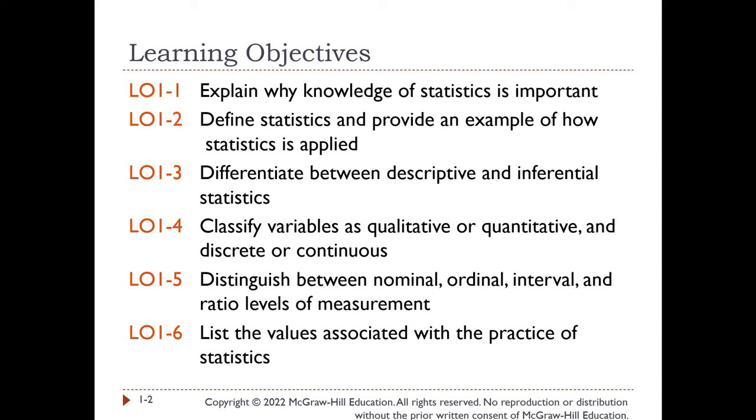We're going to distinguish between nominal, ordinal, interval, and ratio levels of measurement. Those are always fun and so confusing. We're also going to list the values associated with the practice of statistics. All right? Sounds like a lot, but it's okay. We got this. Okay? Each chapter is going to have quite a few learning objectives that we're going to go through. No problem.